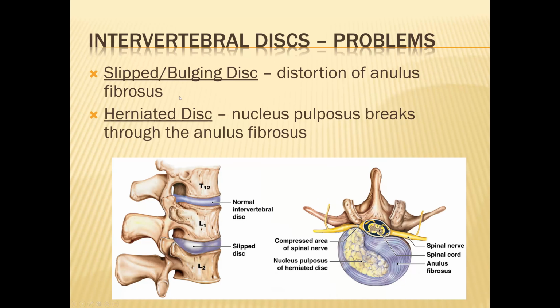So with a slipped or bulging disc, you get a distortion of the annulus fibrosus, but the nucleus pulposus stays intact inside. And with a herniated disc, the nucleus pulposus actually breaks through. The danger with both of these is that the shifted disc or the protrusions from the disc can press on your spinal nerves, and this can cause pain and numbness and sometimes even problems with movement, depending on which spinal nerve is impacted and how tightly it is being compressed.